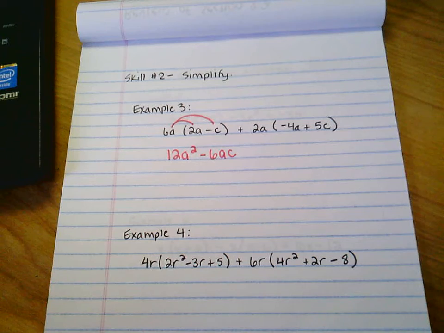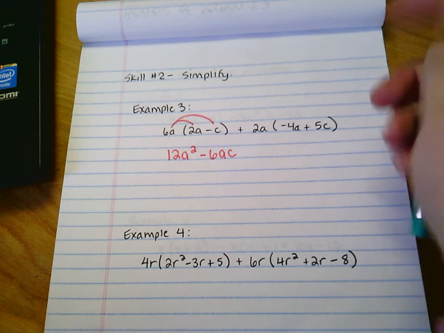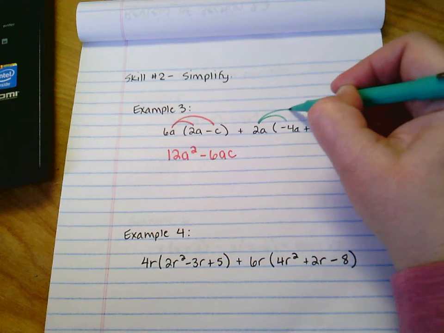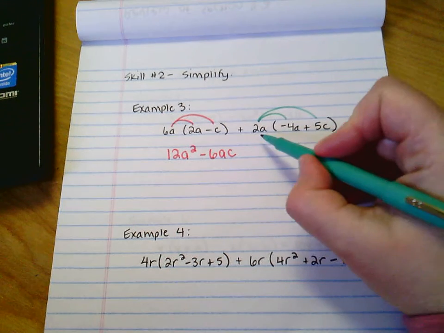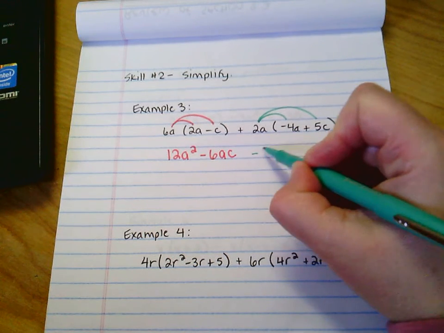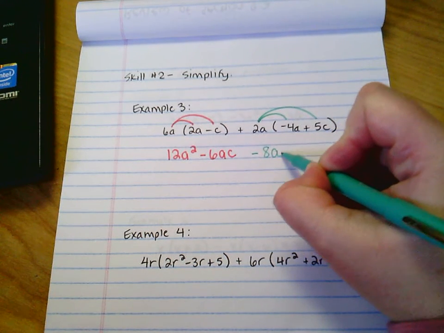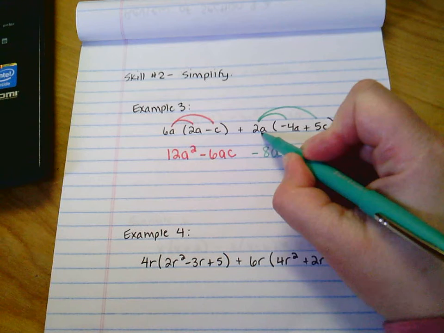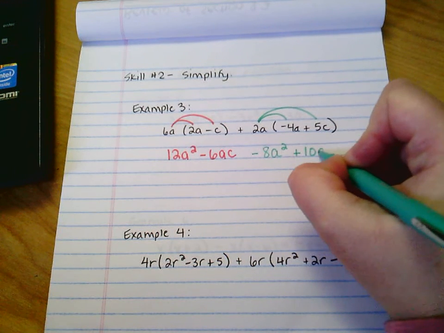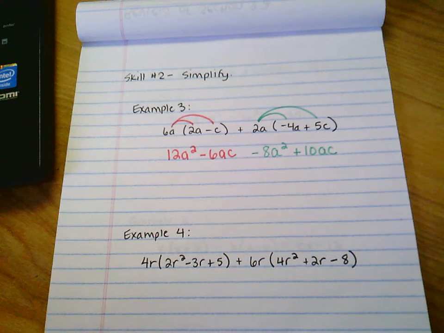And then I'm going to jump over to the second part of this problem, and I'm going to distribute 2a to both of the terms over here. So positive 2a times negative 4a is negative 8a squared. Positive 2a times 5c is positive 10ac. And now that I've eliminated all the parentheses, now is when I can start to look at this and see if there are like terms.